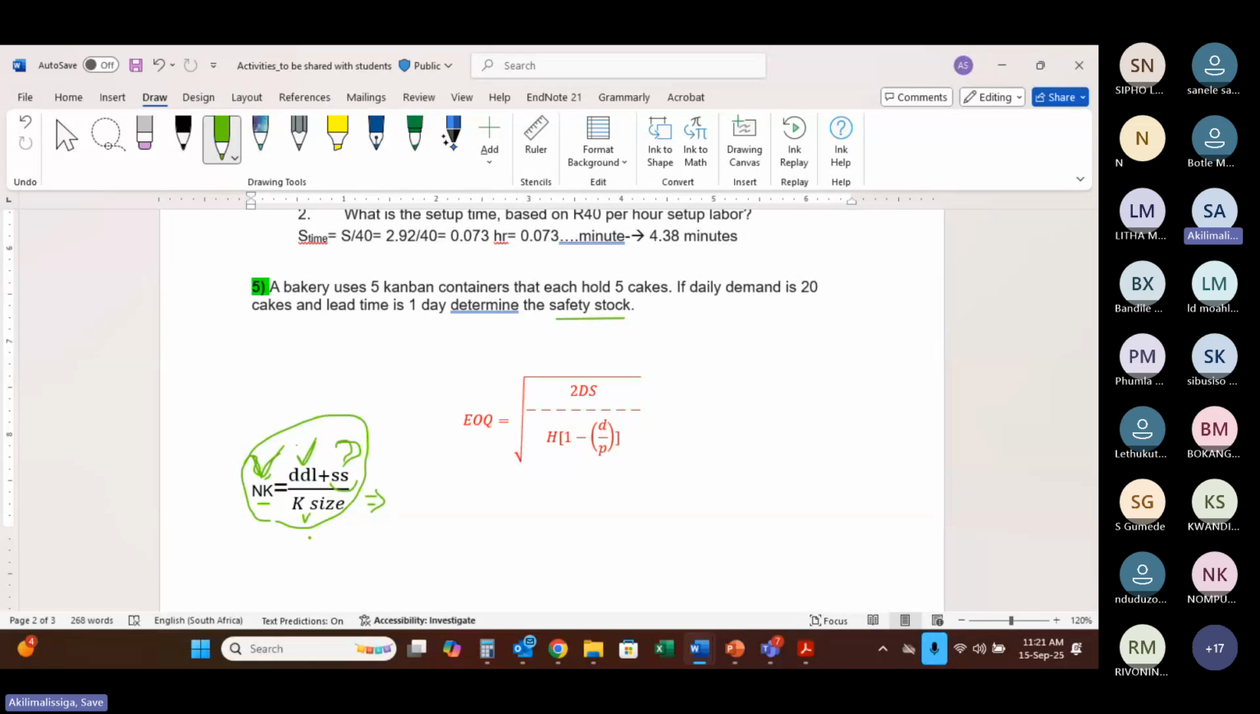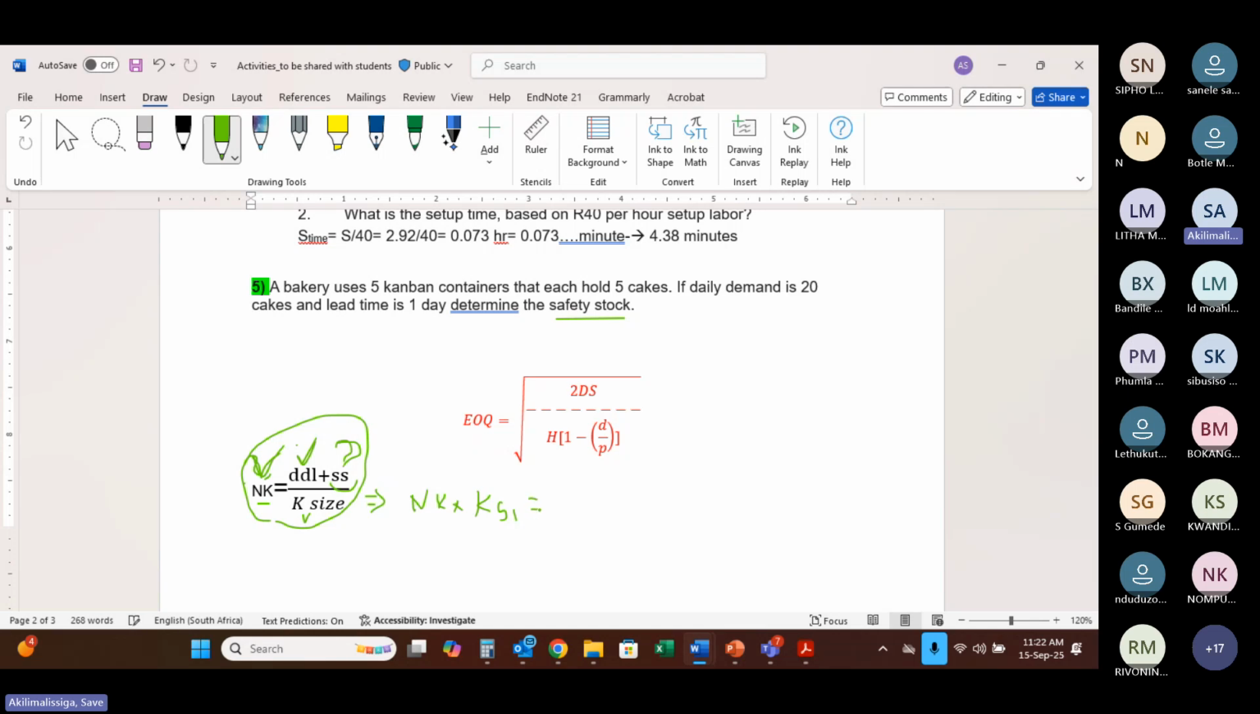So what is going to happen here? You can solve this. It's like an equation that you are solving. You can use different methodologies that you know are suitable for you. What I usually do is I take the number of Kanban, so I will have NK, times K size. Okay, that KS is for K size.